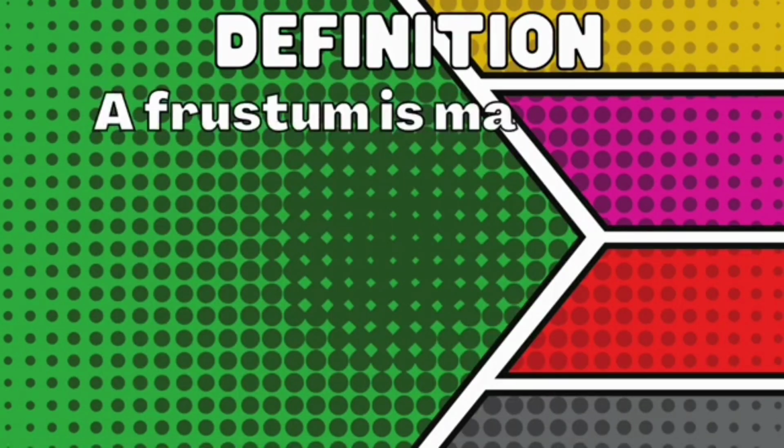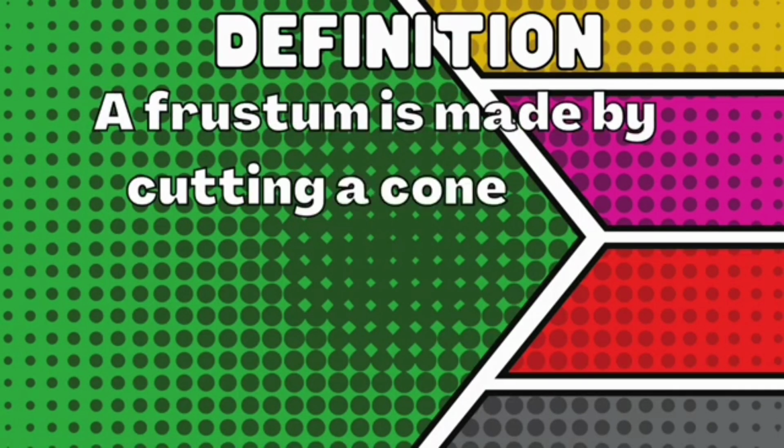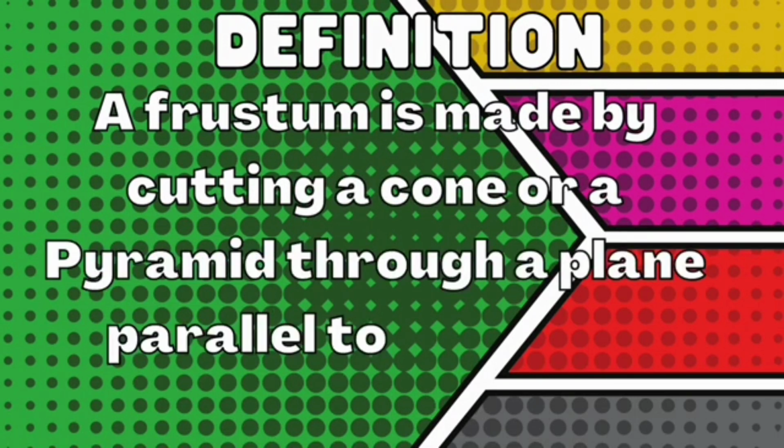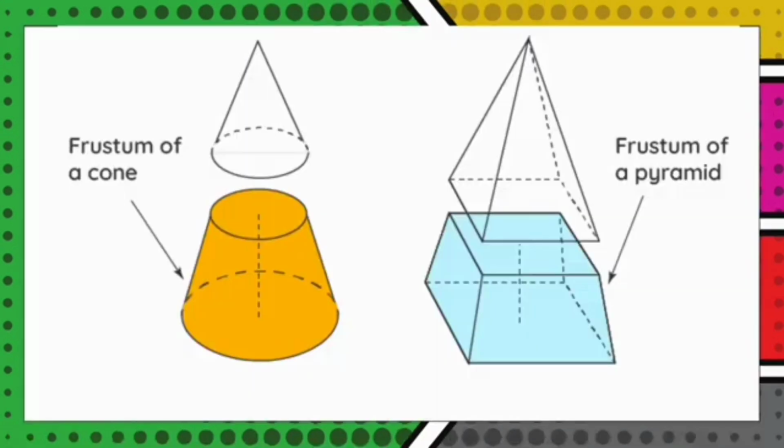Next, let's learn about the frustum of a cone and a pyramid. From definition, a frustum is made by cutting a cone or a pyramid through a plane parallel to the base. An example of the frustum of a cone is a bucket, while an example of the frustum of a pyramid is the hopper of a pepper grinding machine. Here is the diagram of the frustum of a cone, which is a truncated cone, and the diagram of the frustum of a pyramid, which is a truncated pyramid.